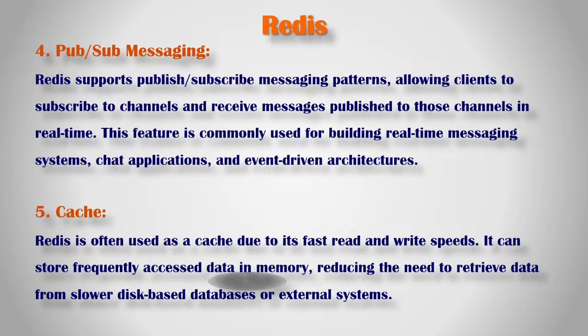5. Cache. Redis is often used as a cache due to its fast read and write speeds. It can store frequently accessed data in memory, reducing the need to retrieve data from slower disk-based databases or external systems.